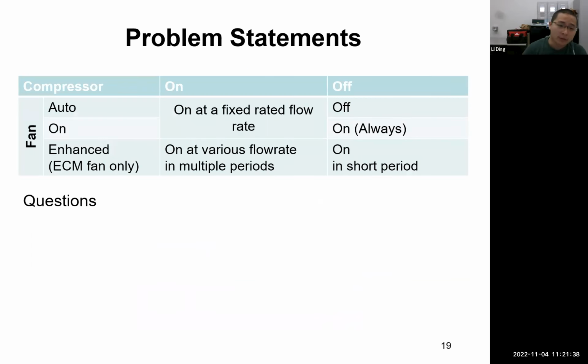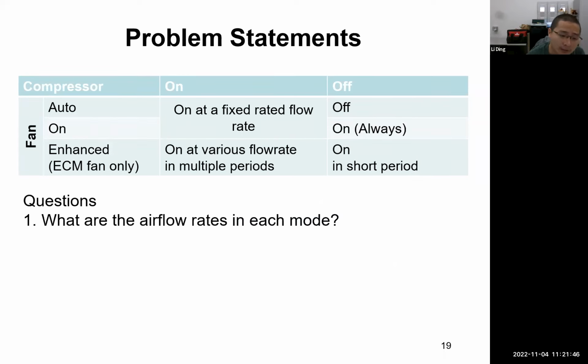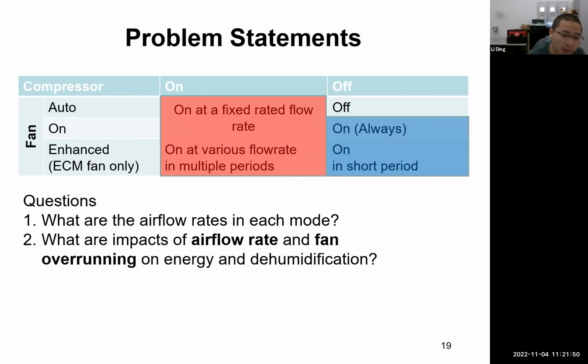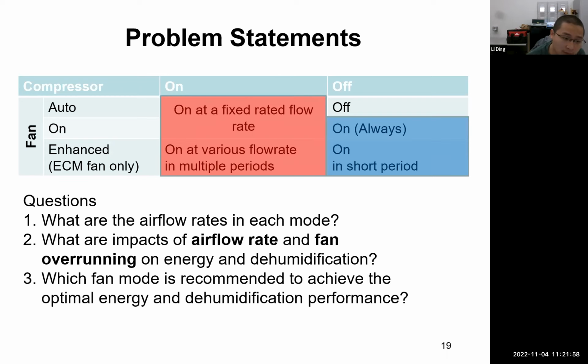So based on the different fan control modes, we can point out some questions. First, what are the airflow rates in each mode? Second, what are the impacts of airflow rate and fan overrunning on energy and dehumidification? And third, which fan mode is recommended to achieve the optimal energy and dehumidification performance?